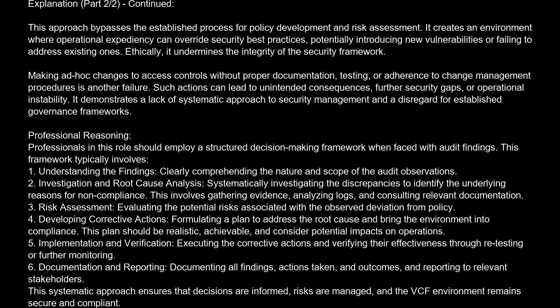3. Risk assessment, evaluating the potential risks associated with the observed deviation from policy. 4. Developing corrective actions, formulating a plan to address the root cause and bring the environment into compliance. This plan should be realistic, achievable, and consider potential impacts on operations. 5. Implementation and verification, executing the corrective actions and verifying their effectiveness through retesting or further monitoring. 6. Documentation and reporting, documenting all findings, actions taken, and outcomes, and reporting to relevant stakeholders. This systematic approach ensures that decisions are informed, risks are managed, and the VCF environment remains secure and compliant.